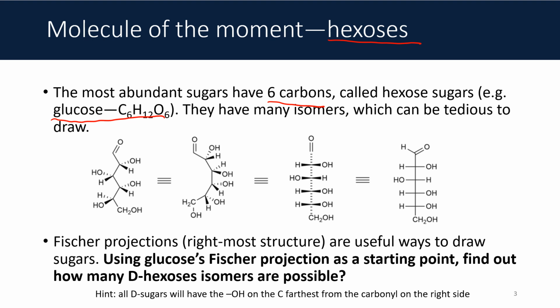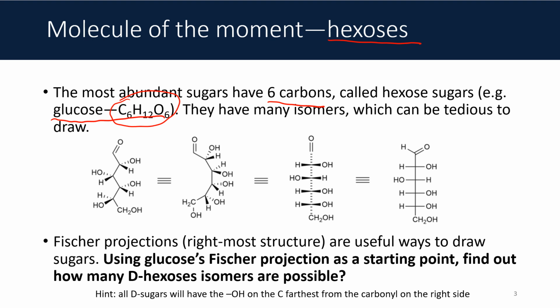C6H12O6. You're going to quickly realize, if you don't know already though, that this molecular formula doesn't just spell out glucose. It spells out several of the isomers for the known hexoses. They have many, many isomers. And as a result, these are semi-complicated molecules, which makes them very tedious to draw.